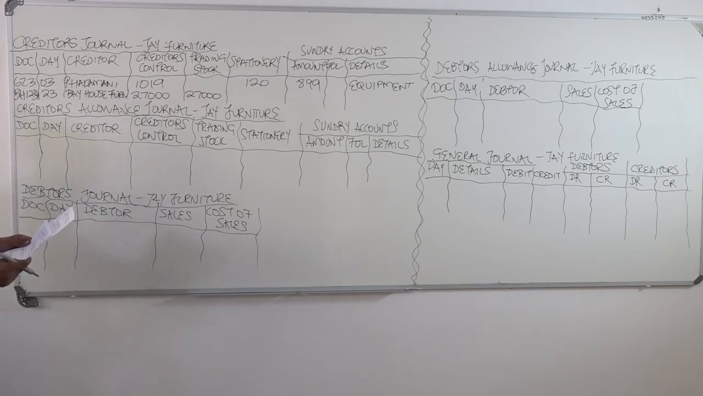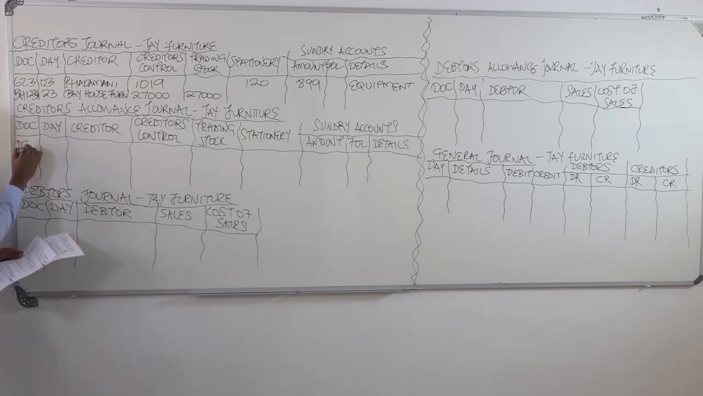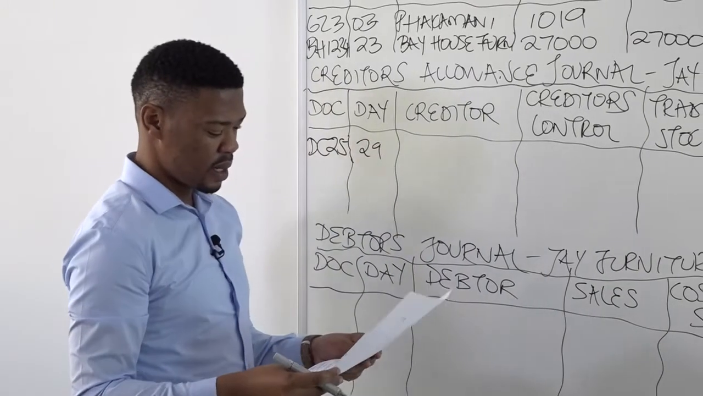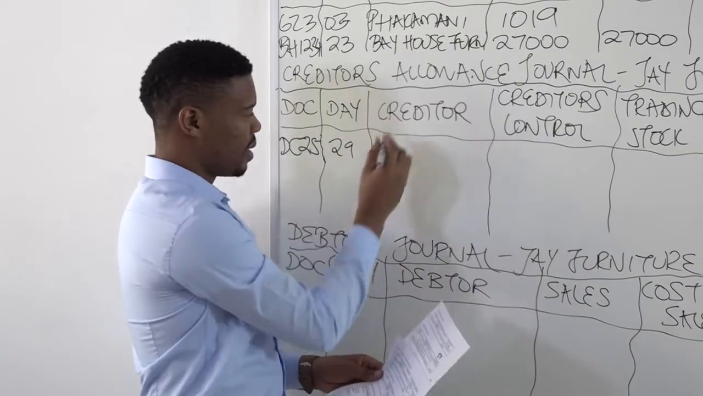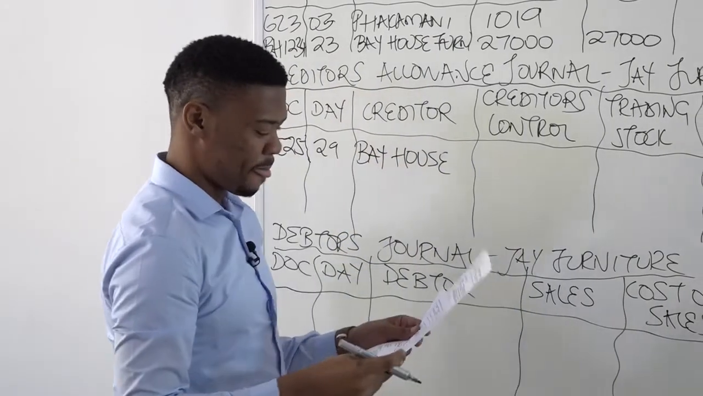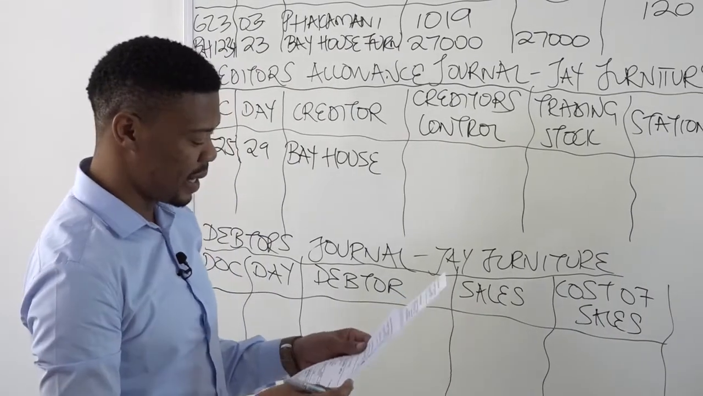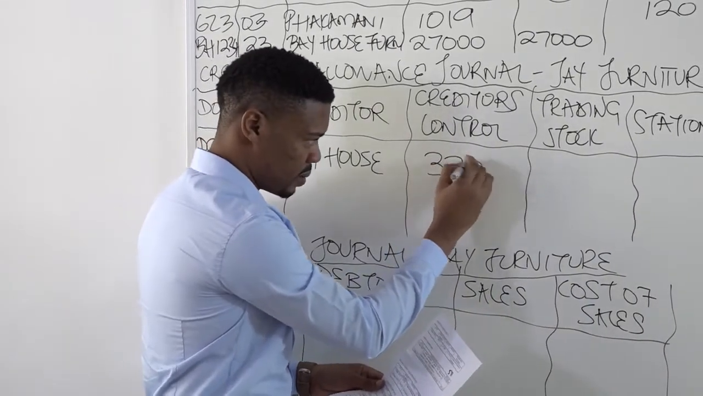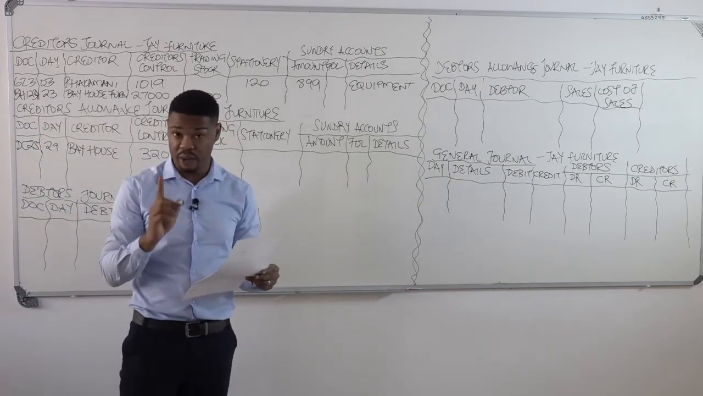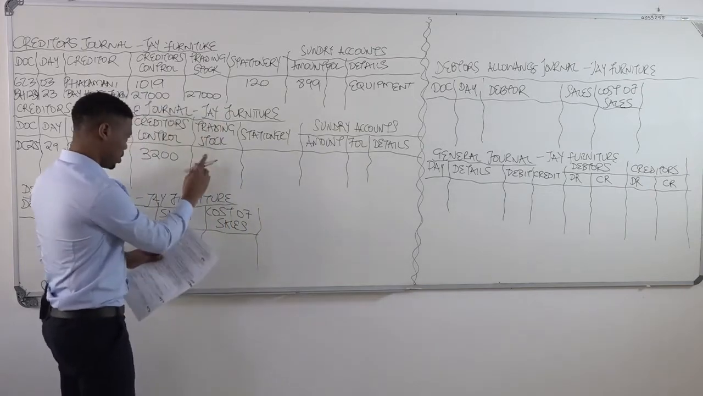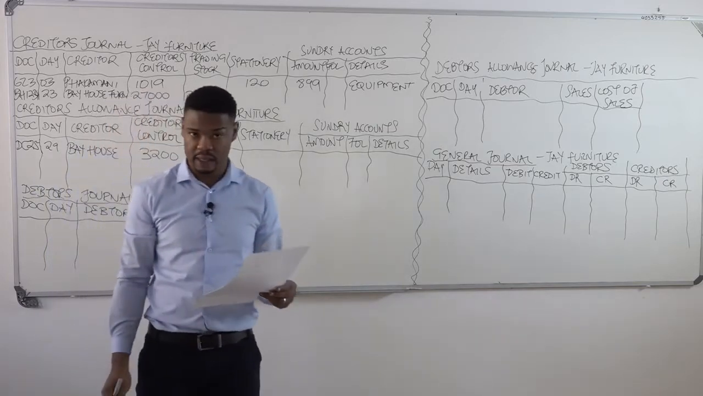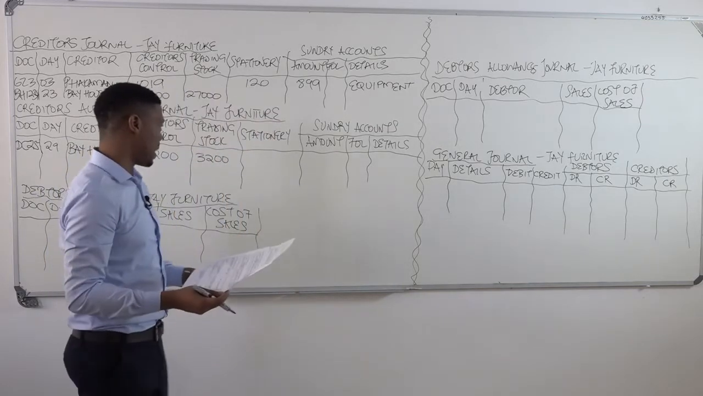So in the creditor's allowances journal we will input DC25 on the 29th of September. The creditor, remember, it's from this invoice, so the creditor is the same, Bay House Furniture. And they are discounting for us on that invoice 3,200. This was trade discount omitted on invoice BH1234. That was for trading stock. So I'm going to use the trading stock column to record that transaction. We are done now with the creditor's allowances journal.